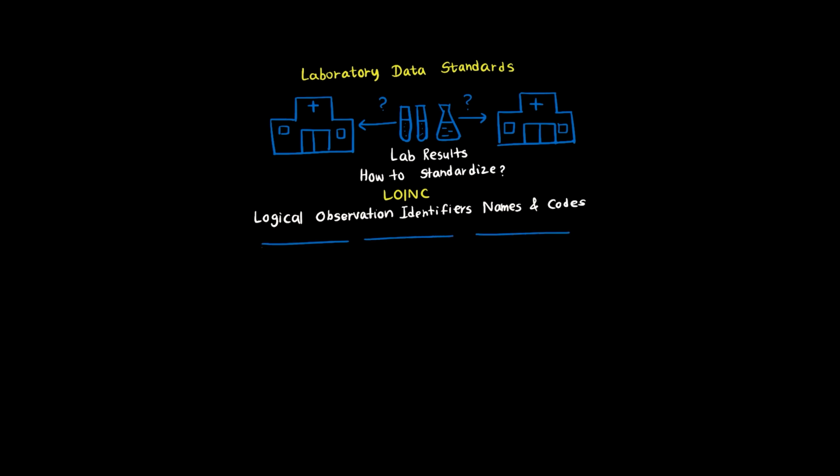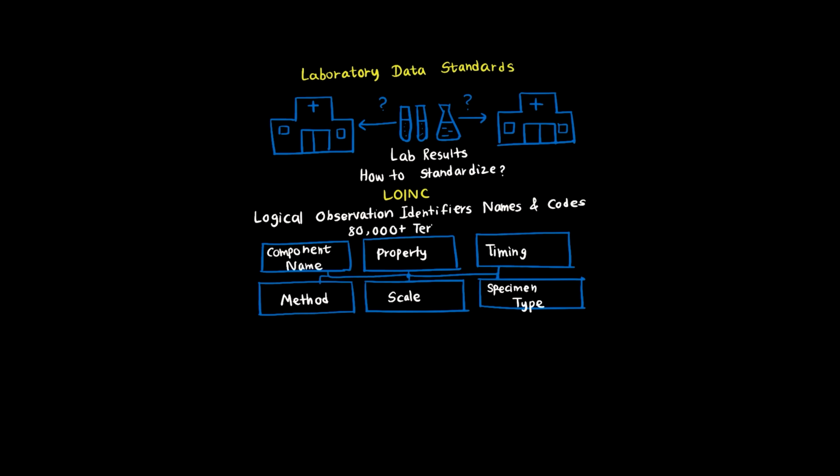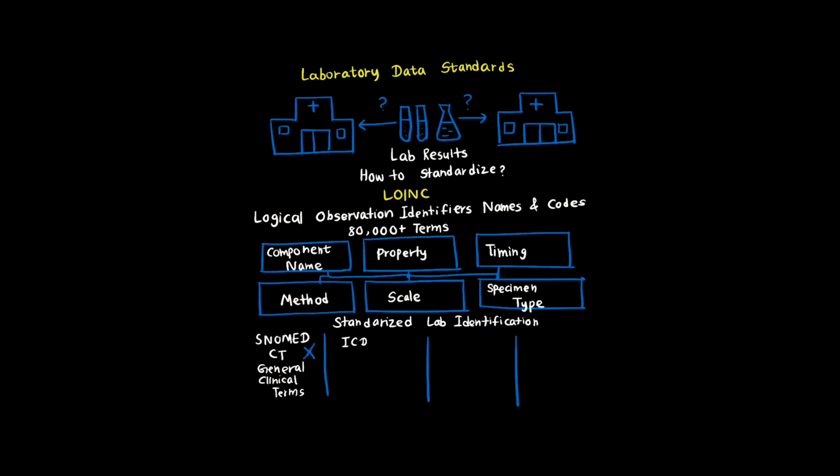information systems. LOINC contains over 80,000 terms and uses a 6-part axis system to precisely identify each test: what you're measuring, what property, the timing, the specimen type, the scale, and optionally, the method. It's widely adopted and built into HL7 messaging standards. While S-gnomed CT is comprehensive for general clinical documentation, LOINC is the specialist for laboratory and observational data. ICD is for diagnoses and billing. RxNorm is for medications. LOINC owns the laboratory and clinical observation space.